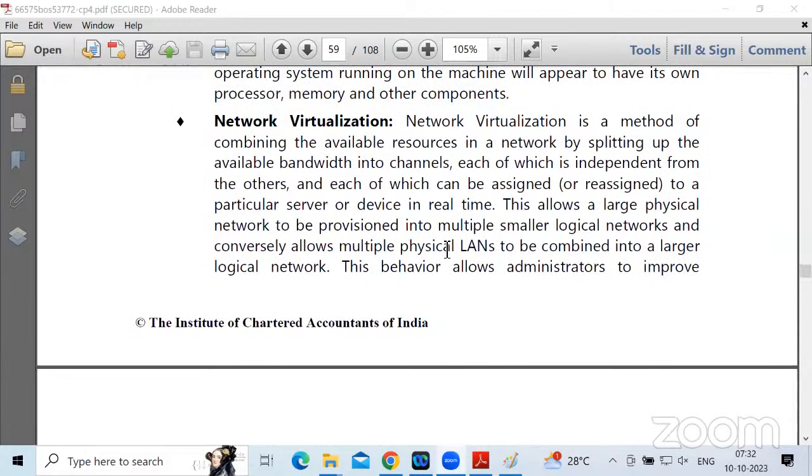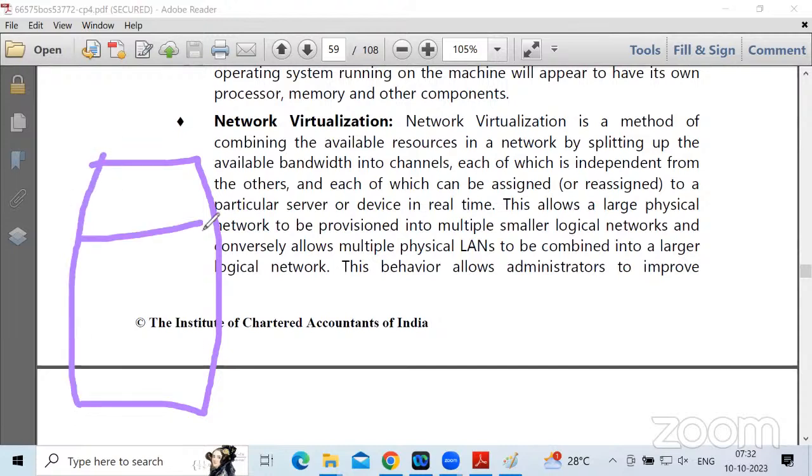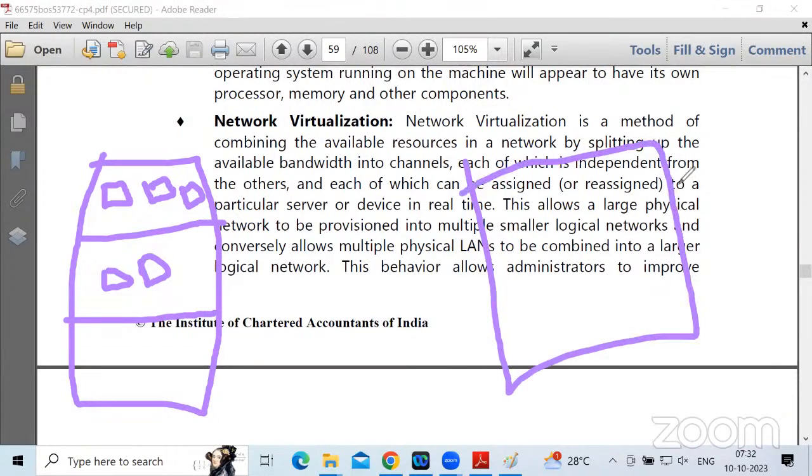Then network virtualization. What is this network virtualization? You have a network here. Let us say this is LAN A, wherein you have three floors, first floor, second floor, third floor. You have computers. Let us say in each floor you have 10 computers. Therefore, 30 computers are here. Similarly, you have another LAN, which is also having 3 floors, which is also having, let us say, 300 computers. And now, totally how much? 600 computers.